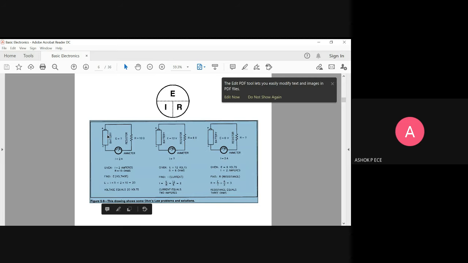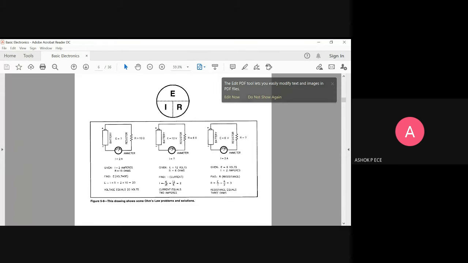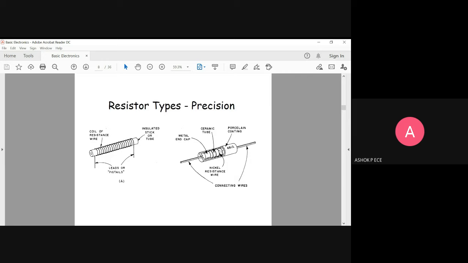And these three cases are very simple. As I told you, two things are given to you and one unknown thing you are going to find. First case, current and resistance are given. You multiply, you get voltage. Second case, voltage and resistance are given. If you divide, you get current. Last case, voltage and current are given. If you divide, you get the resistance. So the application of Ohm's law is, given any two parameters, you can find the third one just by rearranging the terms.